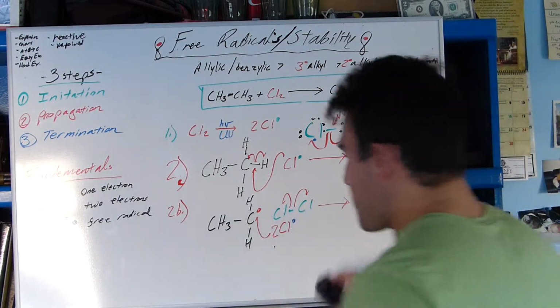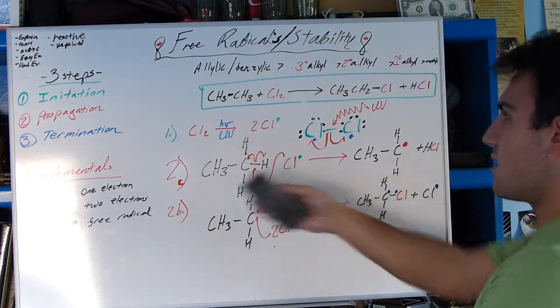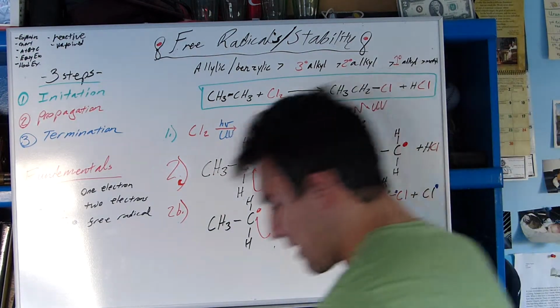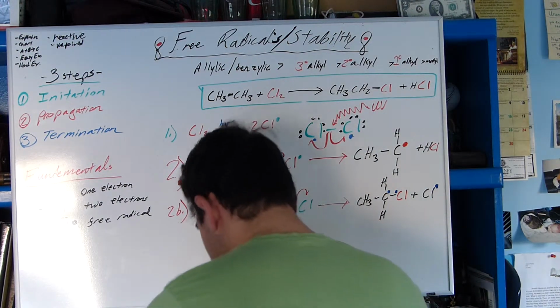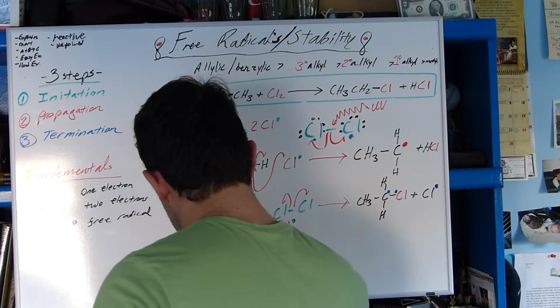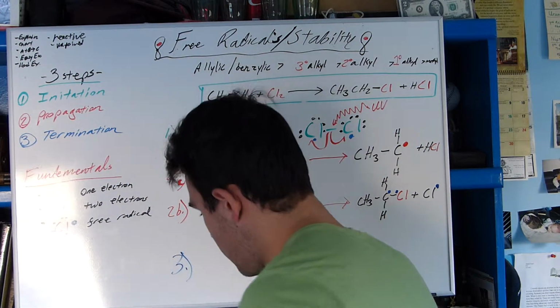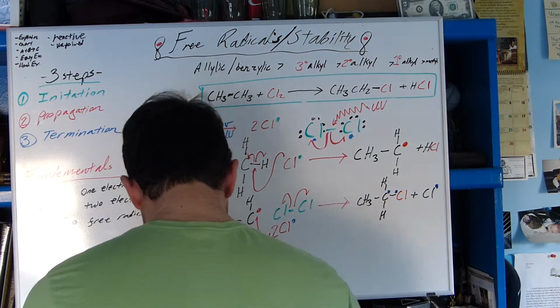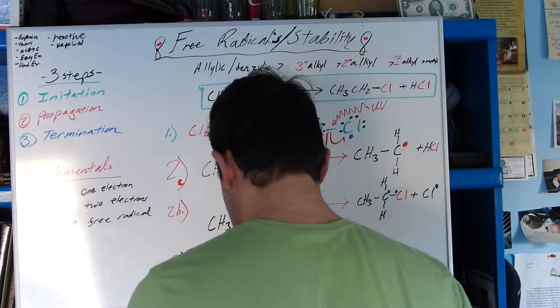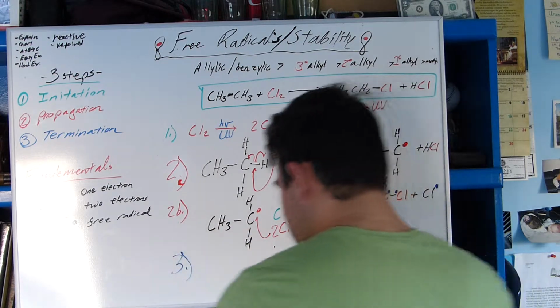So now we're going to get to step 3. I'll erase. This is what it looks like. Now we'll do step 3. Actually, I might be able to fit it in underneath here. So step 3, termination, the final step, which is pretty much this whole thing finishing up. So we're going to have 2 free radicals come together. And this is finally everything summing up.